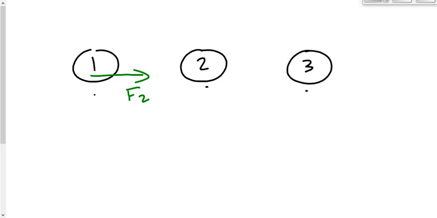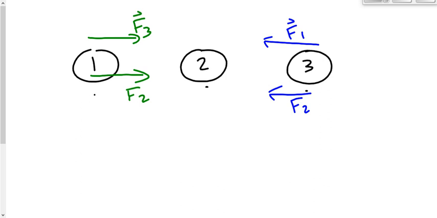Now, number 3 also pulls number 1 to the right because 1 is attracted towards number 3. Now, 3 is also pulled towards number 1. But again, we don't really care about that one right now because we're not trying to find the force on number 3. In this question, we'd only be trying to find the force on number 1. If you were trying to find the force on number 3 due to 1 and 2, then we would say 3 would be pulled to the left by number 1, and it would be pulled to the left by number 2. That would be another question altogether.